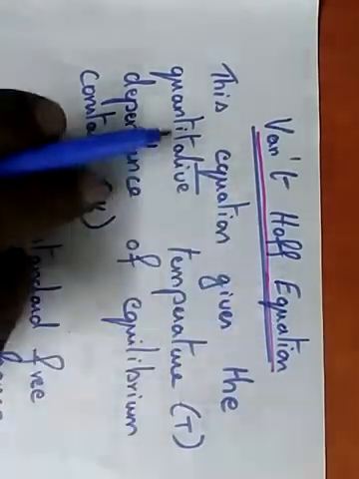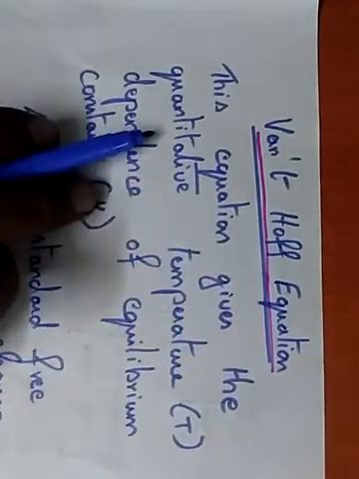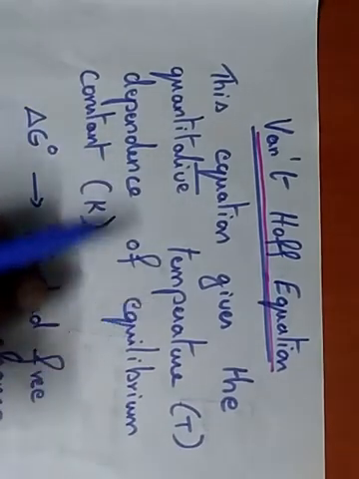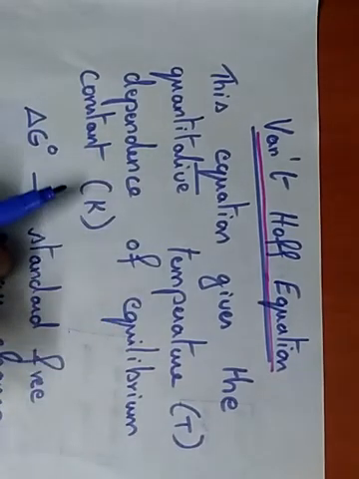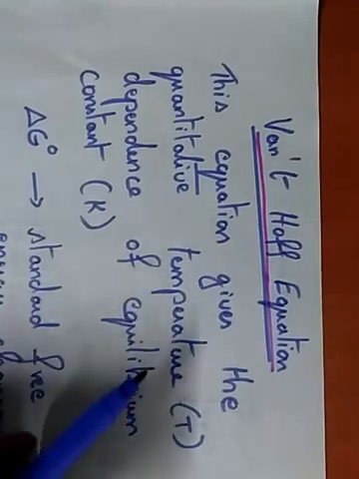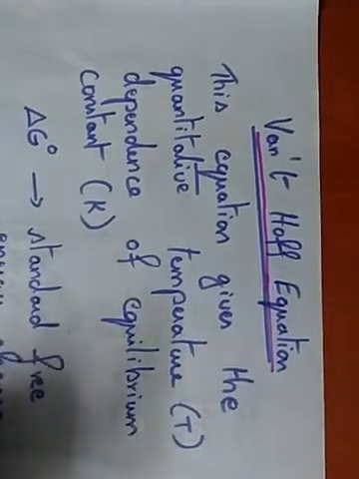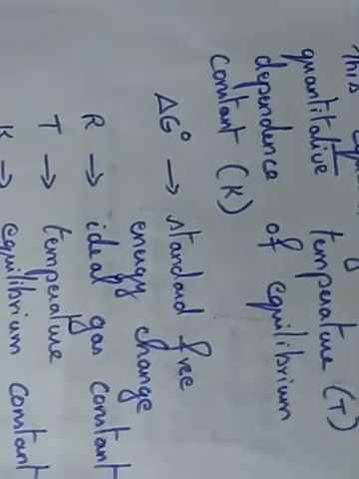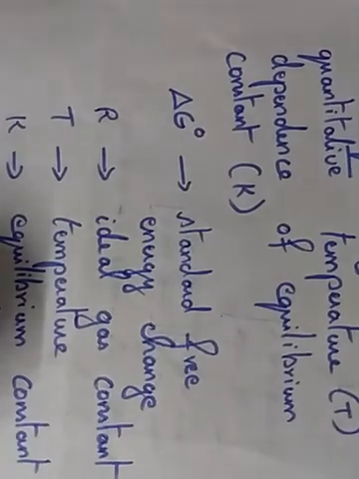Van't Hoff equation. This equation gives the quantitative temperature dependence of equilibrium constant K. So this gives the relation between temperature and equilibrium constant. Before getting into the fine details of the equation, we will define important terms.